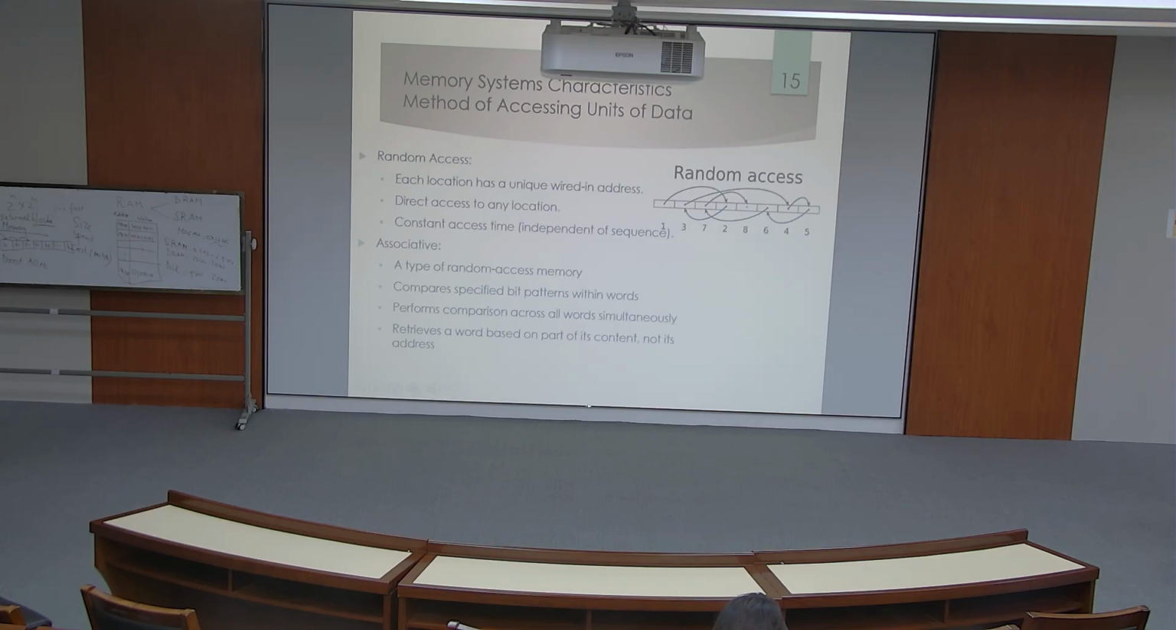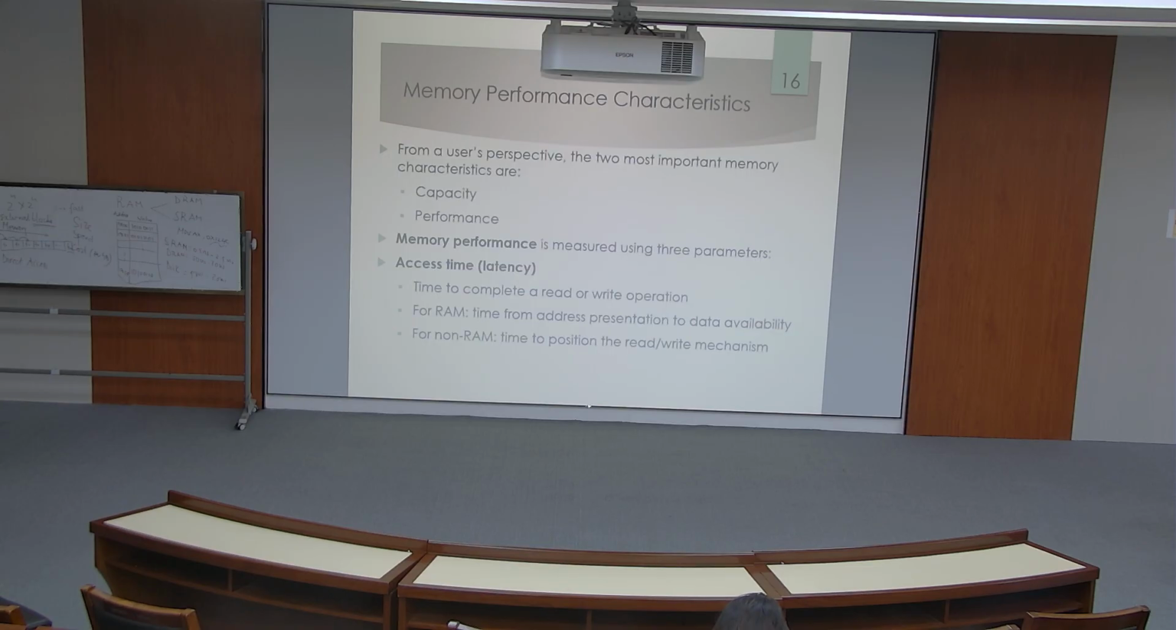The next topic is memory performance. We're going to talk about some characteristics, or memory performance evaluation metrics. From a user's perspective, there are two important memory characteristics. The first is capacity. What is the capacity of the memory? This is very important. We need a big size memory.